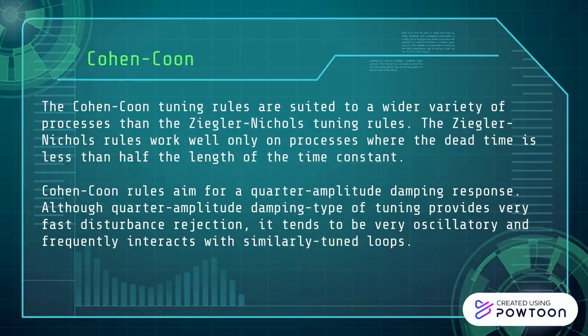Firstly is Cohen-Coon. The Cohen-Coon tuning rules are suited to a wider variety of processes than the Ziegler-Nichols tuning rules. The Ziegler-Nichols rules work well only on processes where the dead time is less than half the length of the time constant. But Cohen-Coon rules aim for a quarter amplitude damping response. Although quarter amplitude damping type of tuning provides very fast disturbance rejection, it tends to be very oscillatory and frequently interacts with similarly tuned loops.